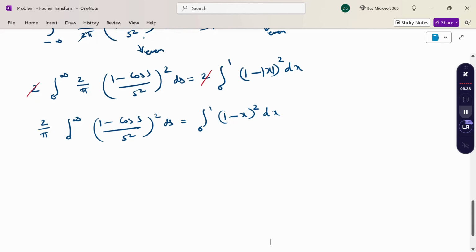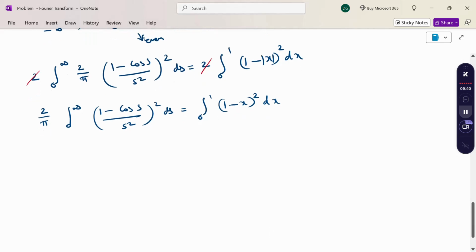And then the integration of the right hand side. What is the integration? We can expand (1 minus x) whole squared in the a minus b whole squared form, or directly integrate: minus (1 minus x) cubed by 3, since the coefficient of x is minus, from 0 to 1. Substituting the upper limit gives 0, minus the lower limit: when I substitute 0, it is 1 by minus 3, so this is 1 by 3.